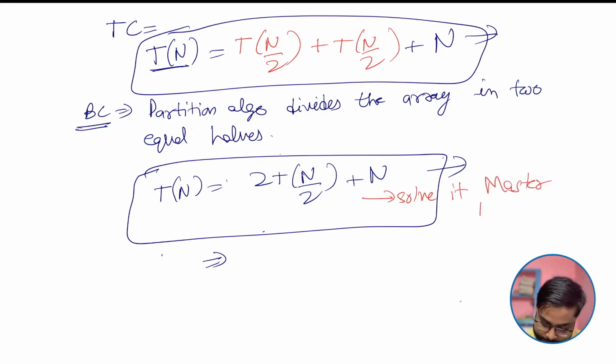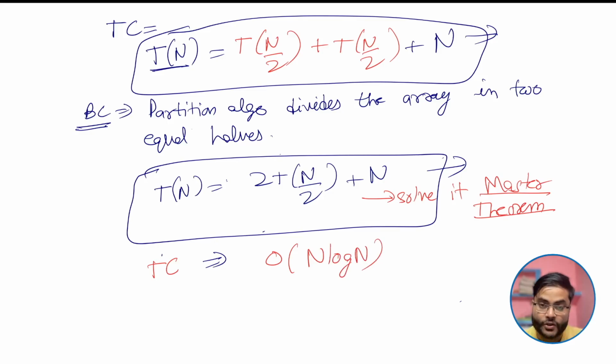After solving it using the Master theorem, the time complexity will be order of n log n. So this will be the time complexity of quick sort in the best case. In the average case also this will be n log n.